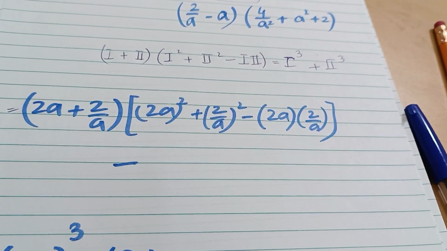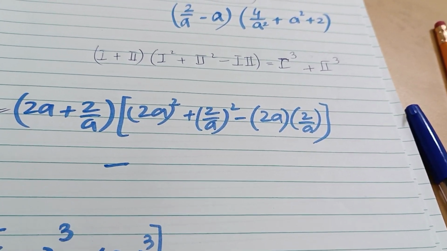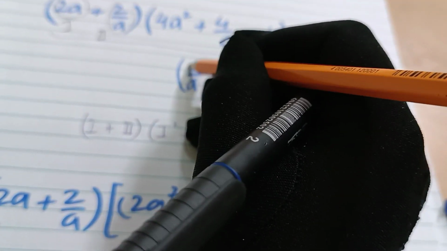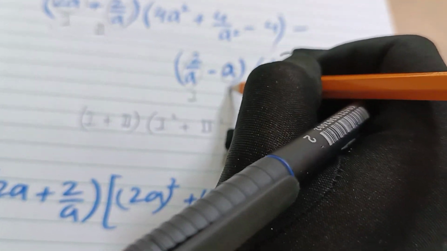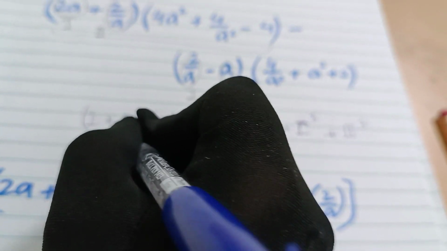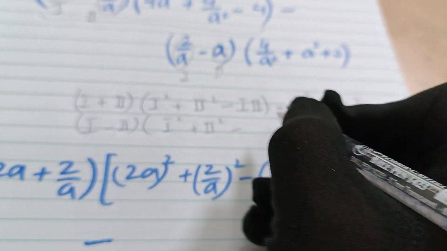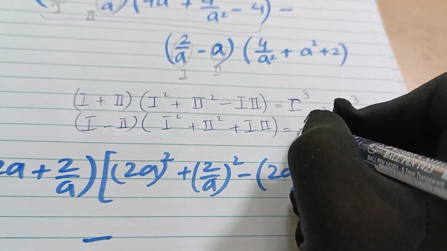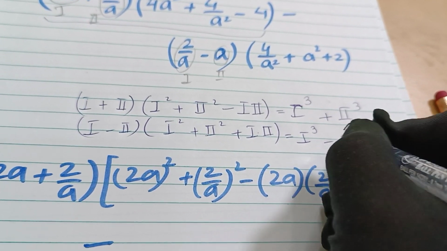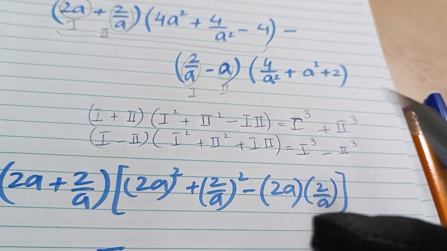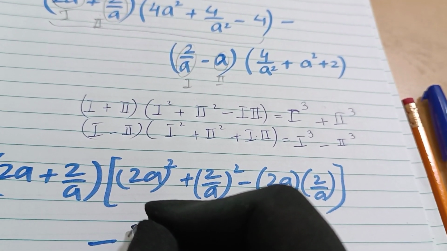Second term is 2 by a whole cube. So I just close this identity first. Okay, after that come on to this one. This is the first term and this is the second term. Okay, so this identity is saying first term minus second term into first term square plus second term square plus first term into second term will be closed as first term cube minus second term cube.